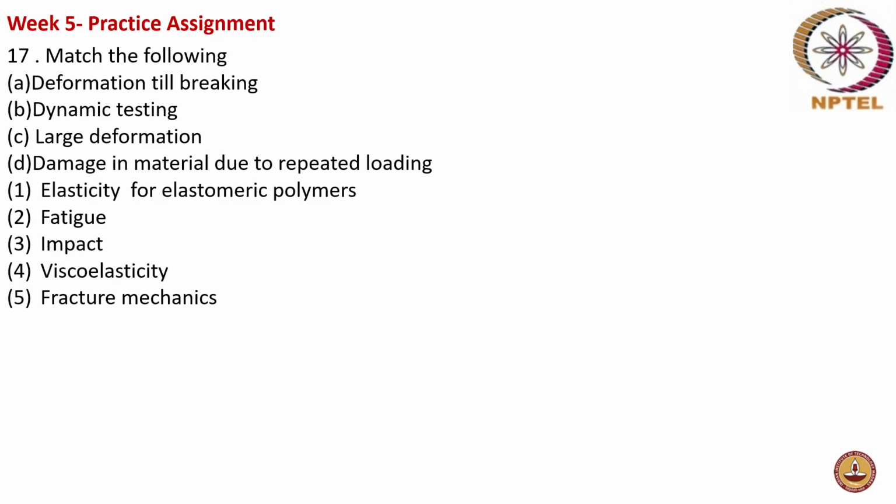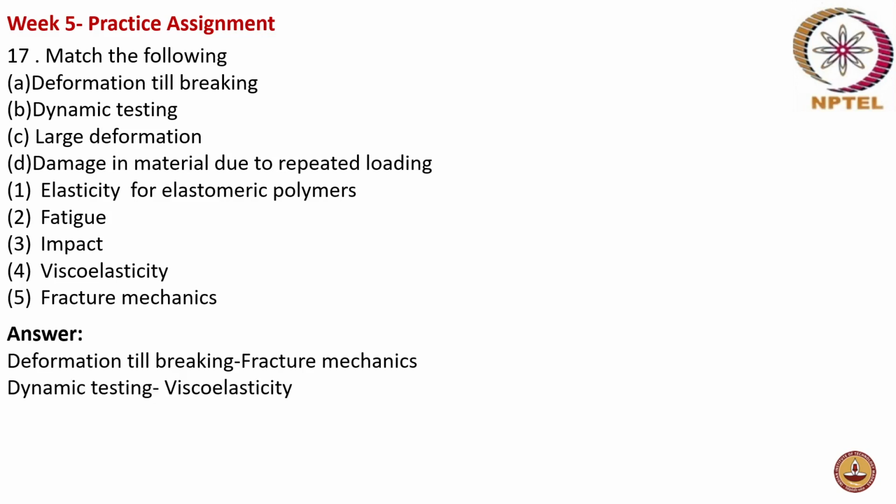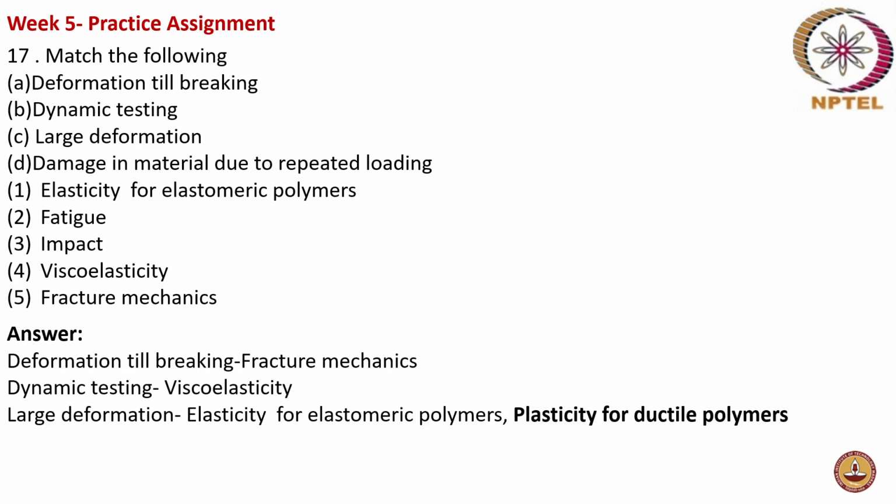Okay, now let's see what are the answers. Deformation till breaking is your fracture mechanics. Yes, as you said, perfect. Dynamic testing is for viscoelasticity. Large deformation is for elasticity of elastomeric materials, as you said, from the given options. And also for plasticity for ductile materials, because ductile materials also go through yielding, and still they can withstand large deformation before they actually fail.